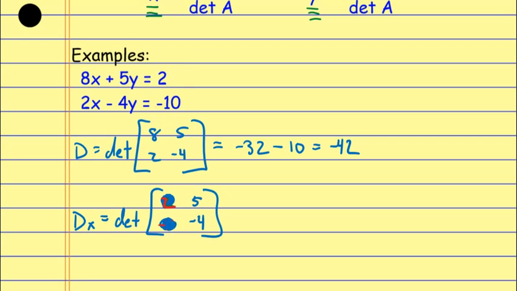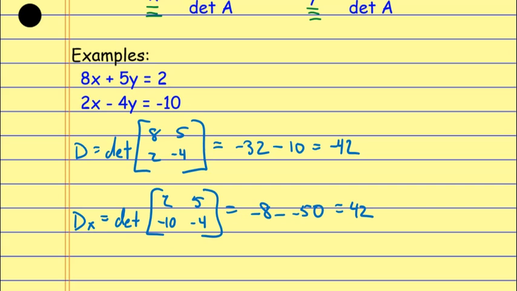Let me clean that up a little bit. That looks okay. But just to give you the idea of what we're doing here, we're simply starting with that same matrix, and we're replacing that first column with the 2, -10. Okay. And now I find the determinant. So I find the determinant here. Let's see, that's going to be a -8 and a -50. And I subtract the 2. That gives me a positive 42.